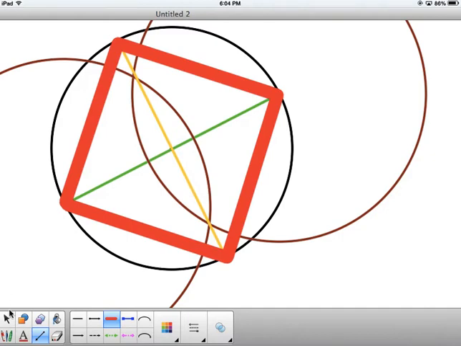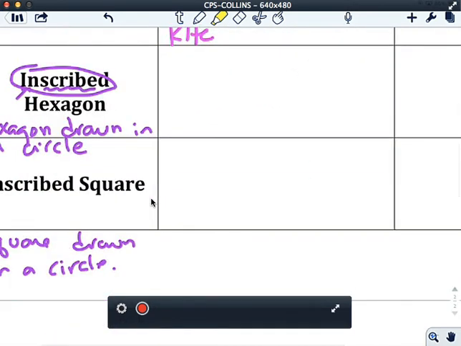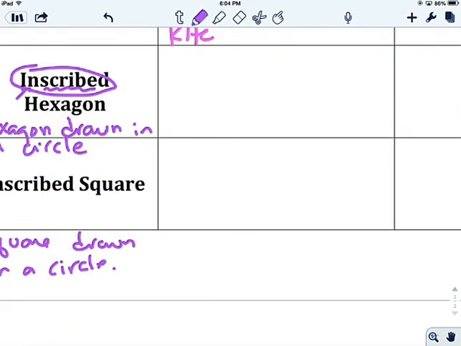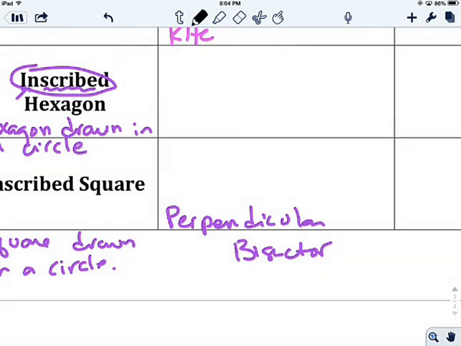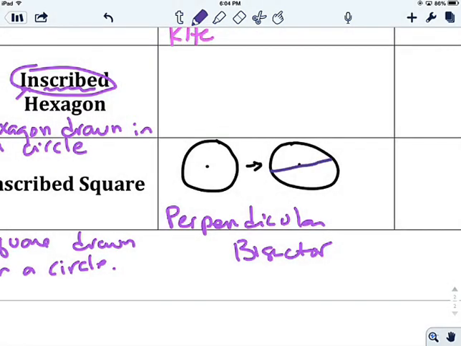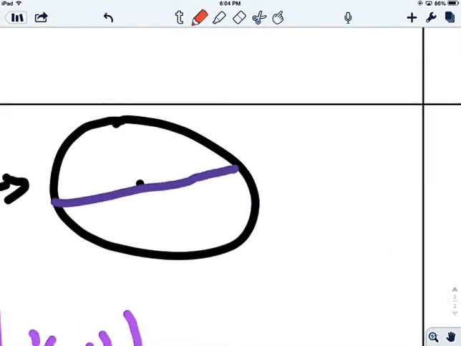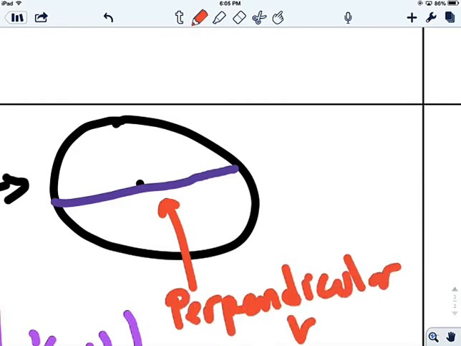So if I can come back here, go down to my square, my scribe square, the thing we're going to use is a perpendicular bisector. Okay, so the circle with the center. And then we're going to perpendicularly bisect that thing, and we're in business.